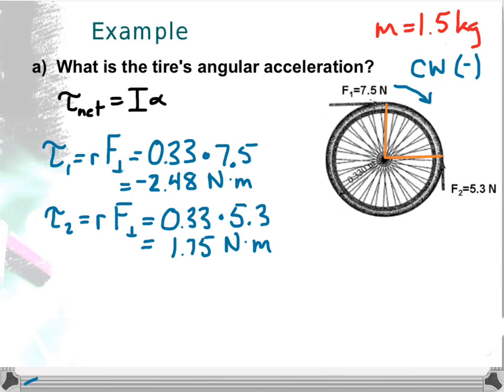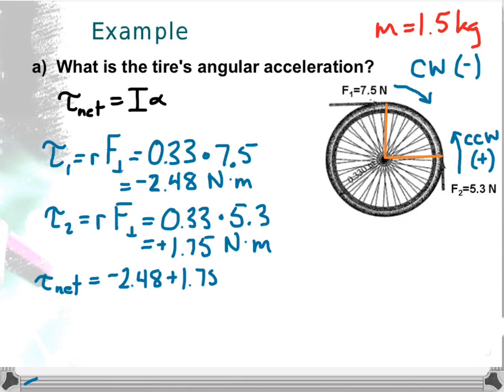And now I have to ask myself, which sign do I need to attach to this? This is going to push it in a counterclockwise direction. So that is going to be a positive torque. All right, so those are the two torques acting on the bicycle wheel. So I can just figure out what the net torque is by adding those two together. And I get a net torque of negative 0.73 Newton meters.